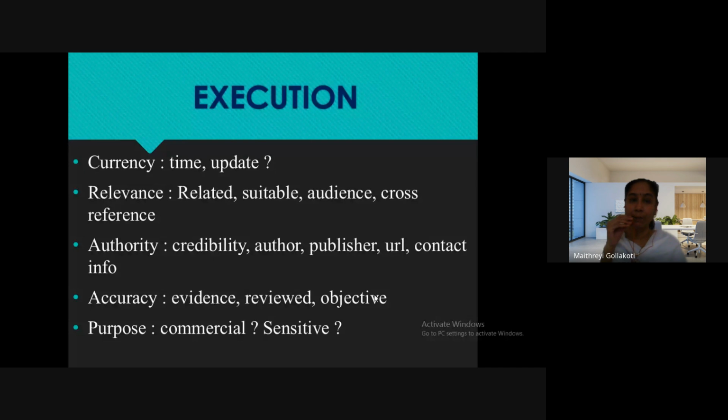Next, purpose. What is the purpose of your research? Is it commercial? Does it have any commercial angle? Does it have any sensitive information? Now let me explain these two. Commercial angle. Some people, they do research and they sell data to others, to other big companies, or suppose you're doing a survey. They do the survey and they can sell it to some marketing people or like that, isn't it?